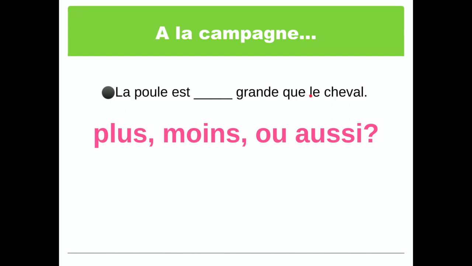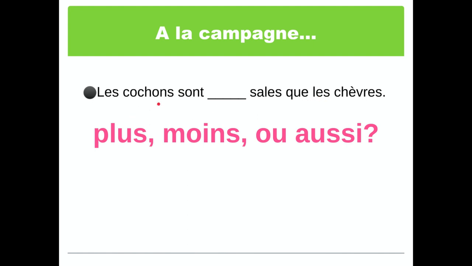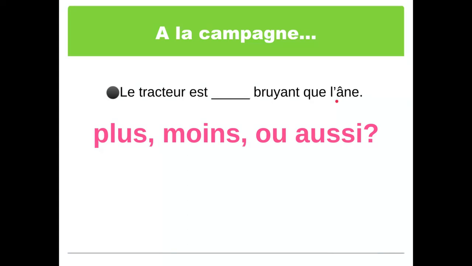La poule, the chicken, est grand que le cheval. And the cheval was the horse. Les cochons sont sales que les chèvres. So les cochons were pigs. Sale means dirty. And les chèvres are goats. Le tracteur est bruyant que l'âne.